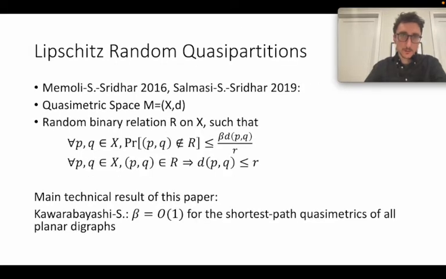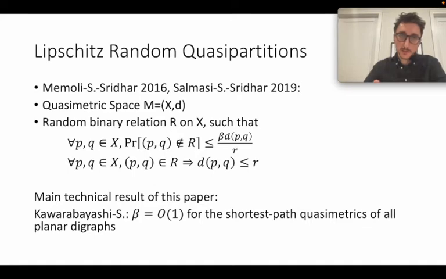Formally, the definition of a random quasi-partition goes back to some prior work that was focusing on graphs of bounded tree width. The definition is as follows. It's exactly symmetric to the symmetric case, completely analogous.